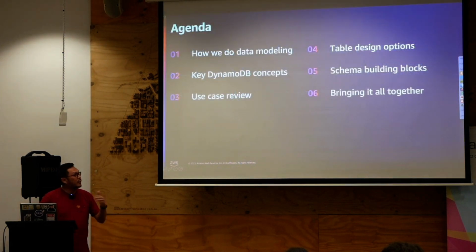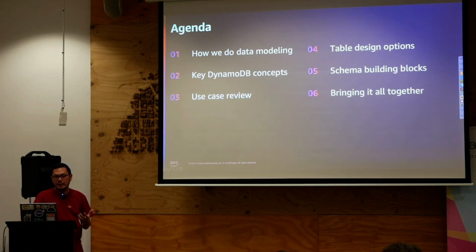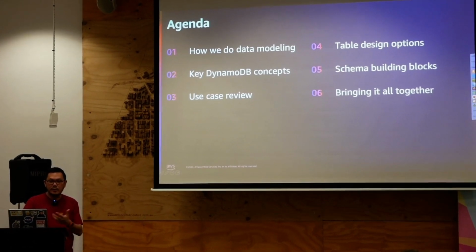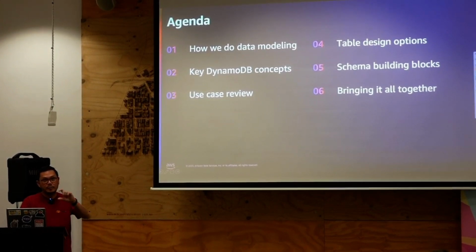All right, just a quick overview of the agenda. So first, how do we do data modeling in DynamoDB? We're going to start with a bunch of the key DynamoDB concepts, right? So we have something that we agree on in terms of terms and everything. And then we pick a sample use case review where we can apply some of these concepts into a scenario, and then look at the different table design options as a foundation, a single table or multiple tables. And then what do we put on top of that one, right? The schema building blocks. And at the end, we just bring it all together and then you can try to do it on your own applications.